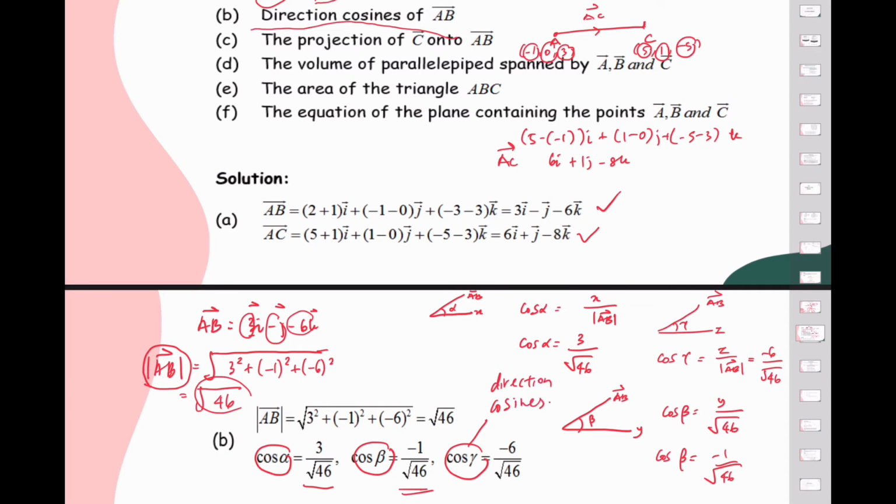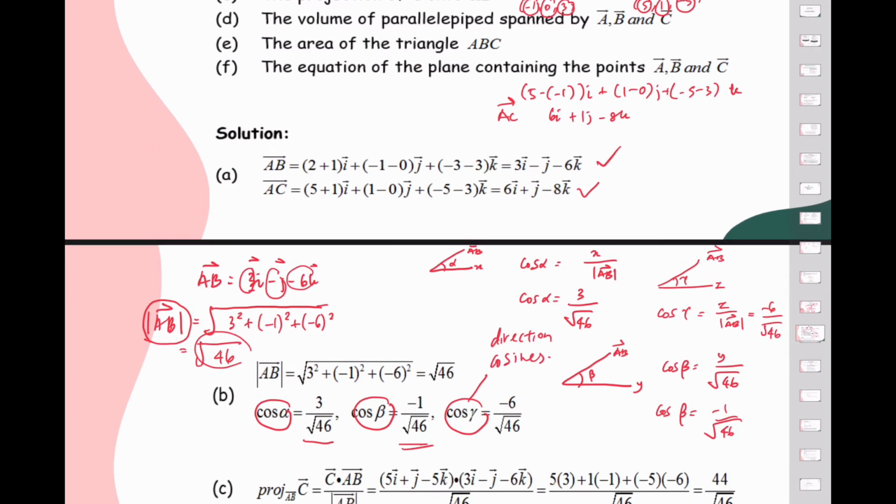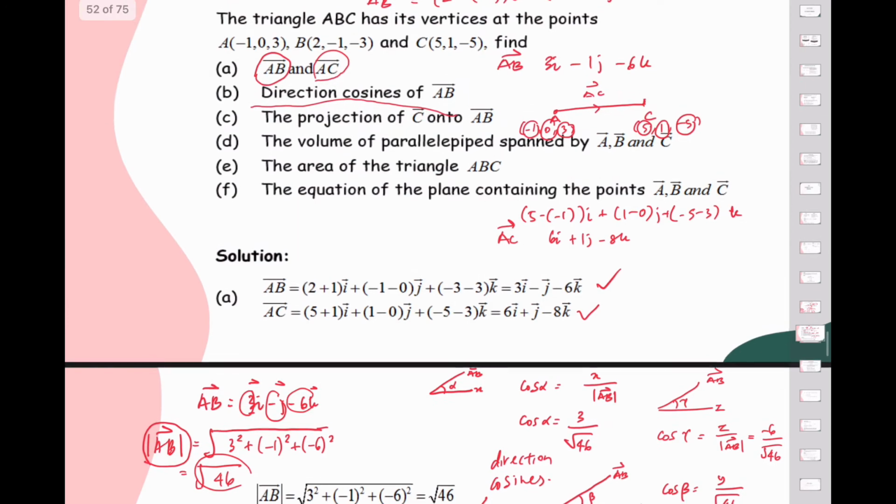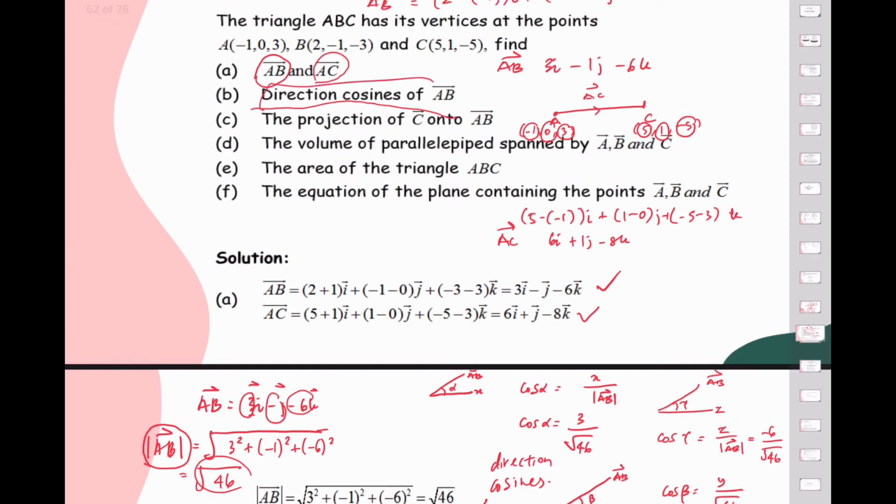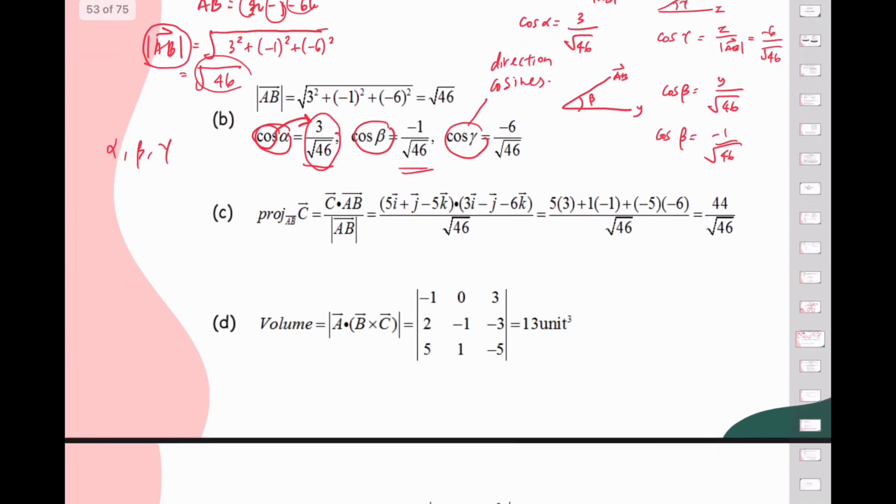Direction cosine. Okay, what is direction angle? Alpha, beta, and gamma is your direction angle. So to find direction angle, you need to bring cos to the right. So it will be shift cos. Okay, alpha equal to shift cos of this thing. So that one is direction angle. But now the question asks us to find the direction cosine.